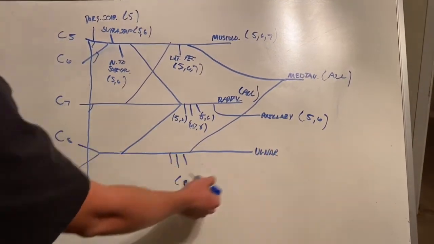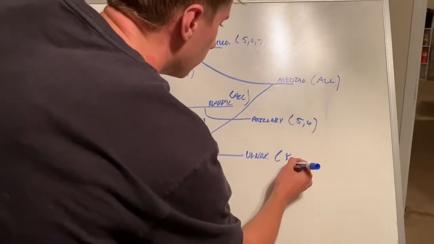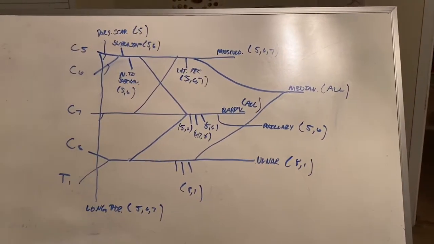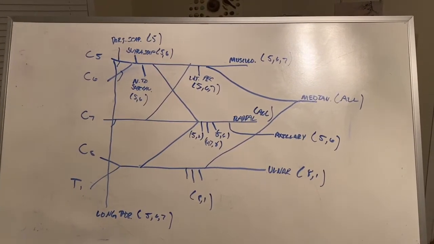And your ulnar nerve, just like these 3 off the medial, is 8 and 1. So that's all of your nerve contributions, and we'll talk about some more practice question clinical type applications.